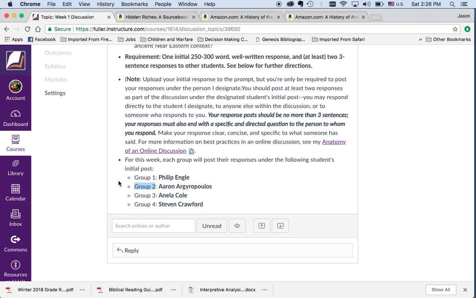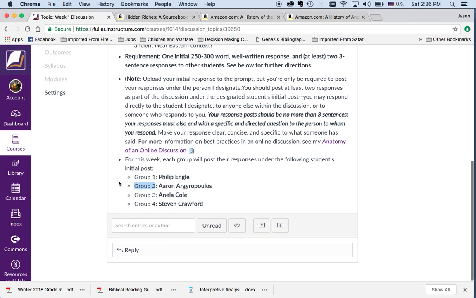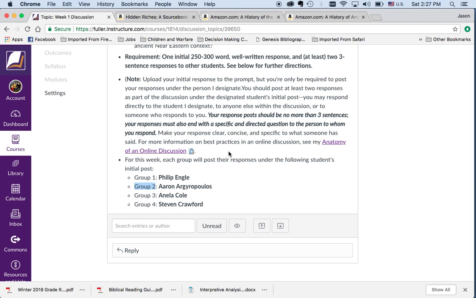Now you can respond to that student, you can respond to somebody that responds to that student, or you can respond to somebody that responds to you. But your responses also have some restrictions. For example, your responses can be no more than 3 sentences. Also, you must end with a specific and directed question to the person to whom you respond.